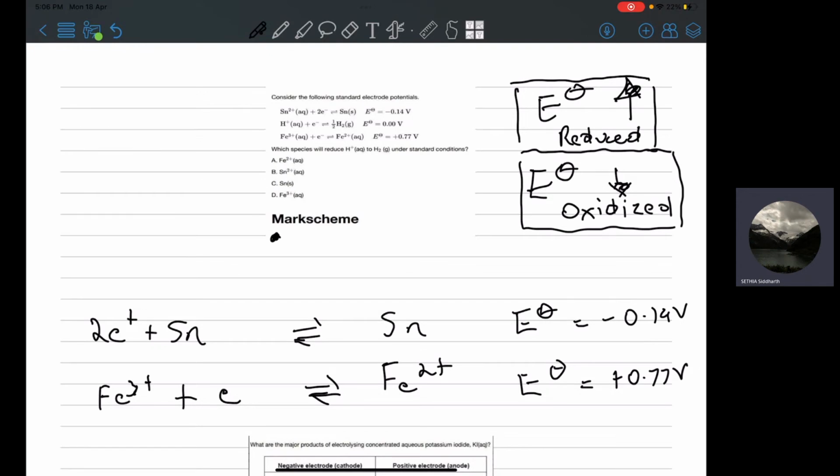Okay, so here we have question number one. It says, consider the following standard electrode potentials. You have three electrode potentials, and the question is, which species will reduce H+ to H2 gas under standard conditions? Now, before I proceed with explaining the answer to the question, I want you to give it a go.